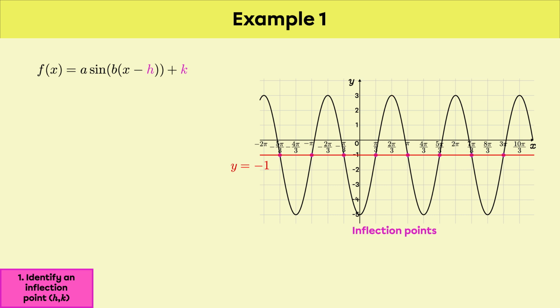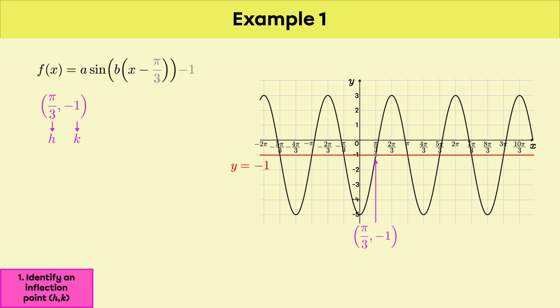As you can see, there are several possible answers, including the points (-π/3, -1), (π/3, -1), (π, -1), and many more. All these answers are correct. Let's choose the point (π/3, -1), so h equals π/3 and k is -1.